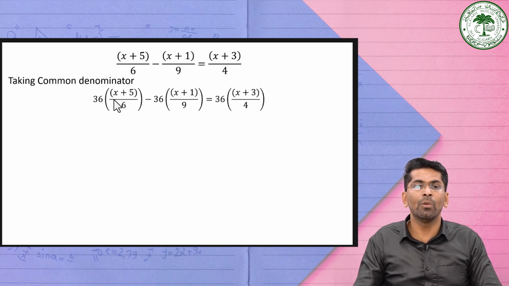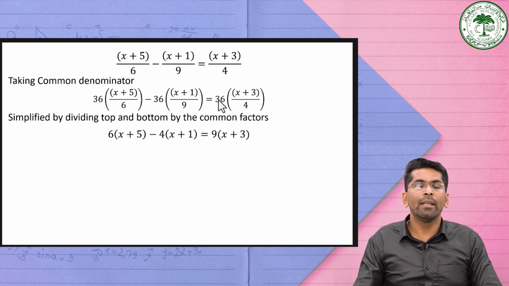So it will be 36 into x plus 5 divided by 6 minus 36 into x plus 1 divided by 9, which is equal to 36 into x plus 3 divided by 4. Now each term can be simplified by dividing the top and bottom terms by the common factor. 36 divided by 6 is 6, 36 divided by 9 is 4, and 36 divided by 4 is 9. So it is 6 into x plus 5, minus 4 into x plus 1, which is equal to 9 into x plus 3.